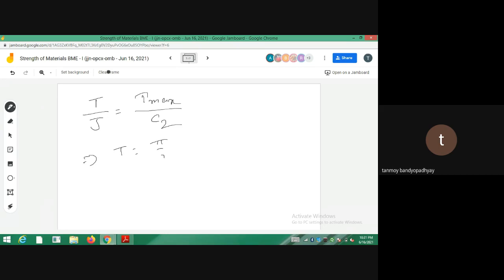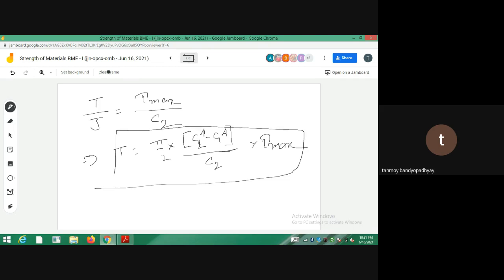So just try this at your home. Try it for the solid shaft also and compare which one. In your opinion, which one should be carrying more torque, the hollow shaft or the solid shaft, if the outer diameter is the same? Okay, do this a bit at home. So this is for the hollow shaft. Just calculate the torque for the hollow shaft. Everything is known, C1, C2, everything. So just do it at your home.